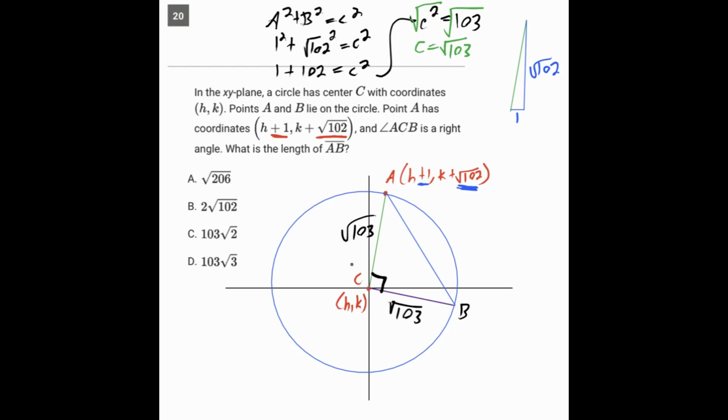So coming over here, we know that the side lengths are root 103, root 103, and root 103 times root 2. So that's x, x, and x root 2. So now what's the length of AB? It's square root of 103 times square root of 2. And the answer to that will simply be square root of 206, because when you multiply two radicals, you multiply what's underneath. So the answer here is A.